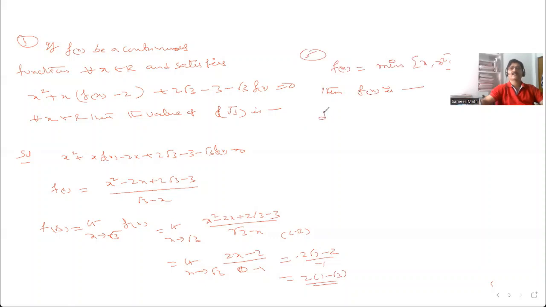The options: discontinuous at x is equal to 0; discontinuous at x is equal to 1; continuous on R; continuous at x equal to 0 and 1. He has given four options for this question. What to do? First of all, I would like to tell method one, graphically. You see how I am going to do it graphically. I would like to draw the graph here.